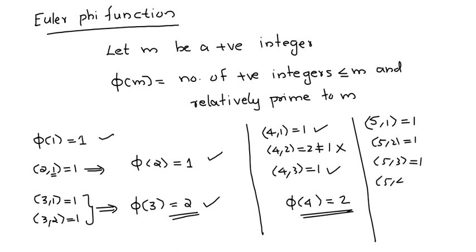GCD of 5 and 4 is 1. So the positive integers less than or equal to 5 and relatively prime to 5 are 1, 2, 3 and 4. Therefore, the number of positive integers less than or equal to 5 and relatively prime to 5, denoted by phi of 5, is 4.